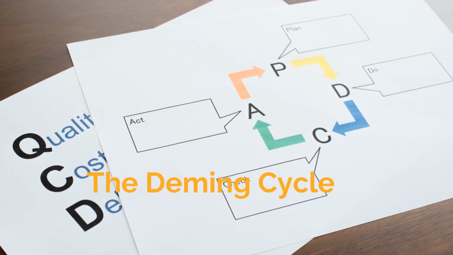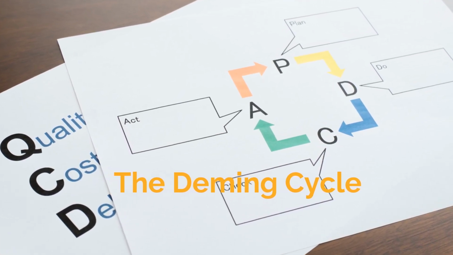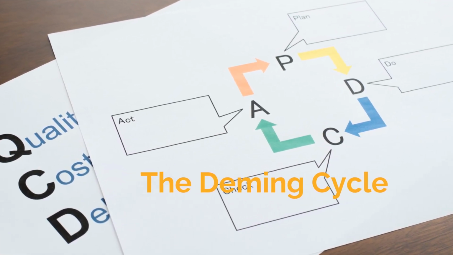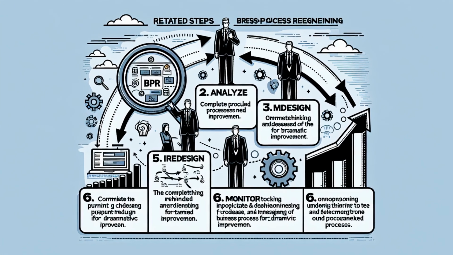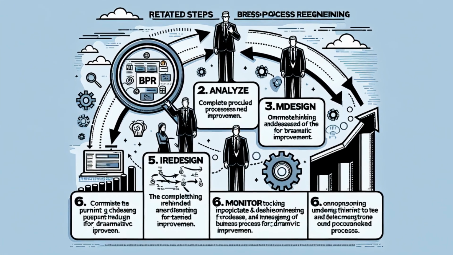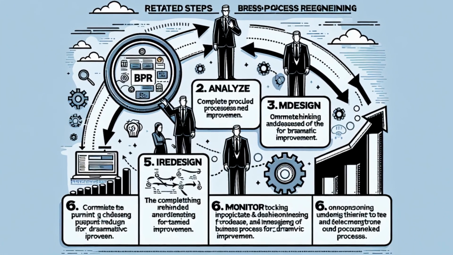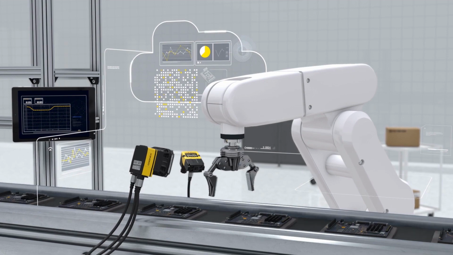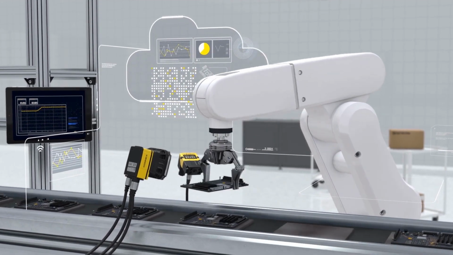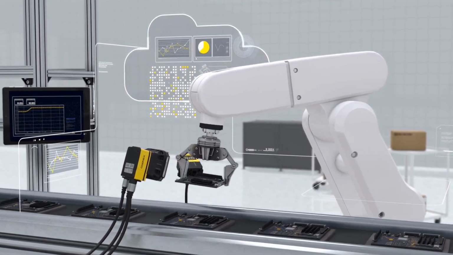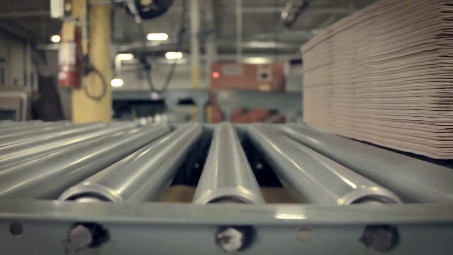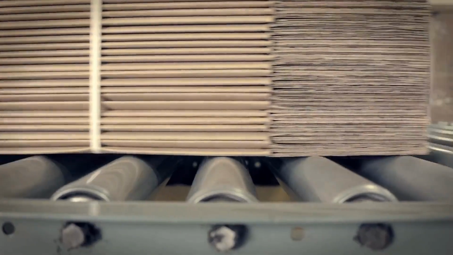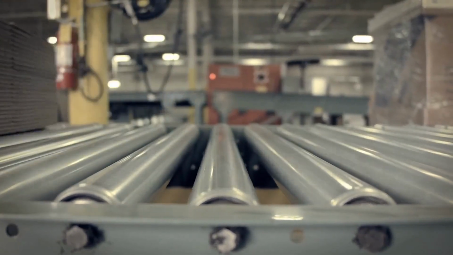Deming popularized the PDCA cycle, also known as the Deming cycle, as a framework for continuous improvement. This cycle became a cornerstone of quality management practices worldwide. Today, the PDCA cycle is a fundamental tool in various industries, from manufacturing to healthcare, helping organizations achieve higher standards of quality and efficiency.